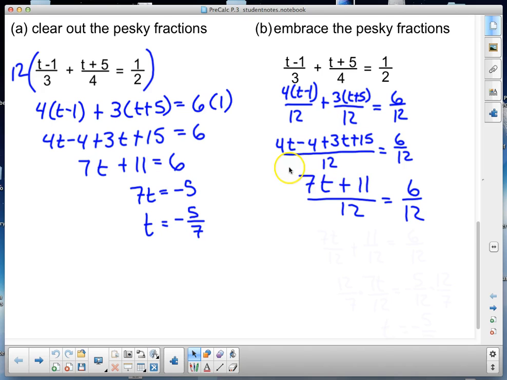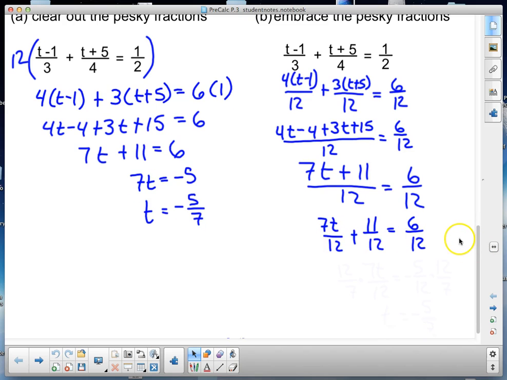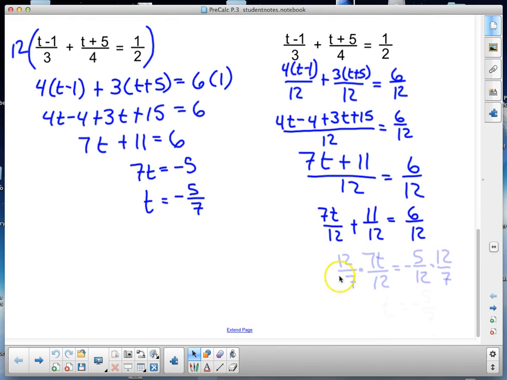Now, at this point, I'm going to break these up. So I got 7t 12ths plus 11 12ths. So I can combine like terms on the other side. And I'm going to subtract 11 12ths from both sides. And I'm going to come up with 7t 12ths minus 5 12ths.